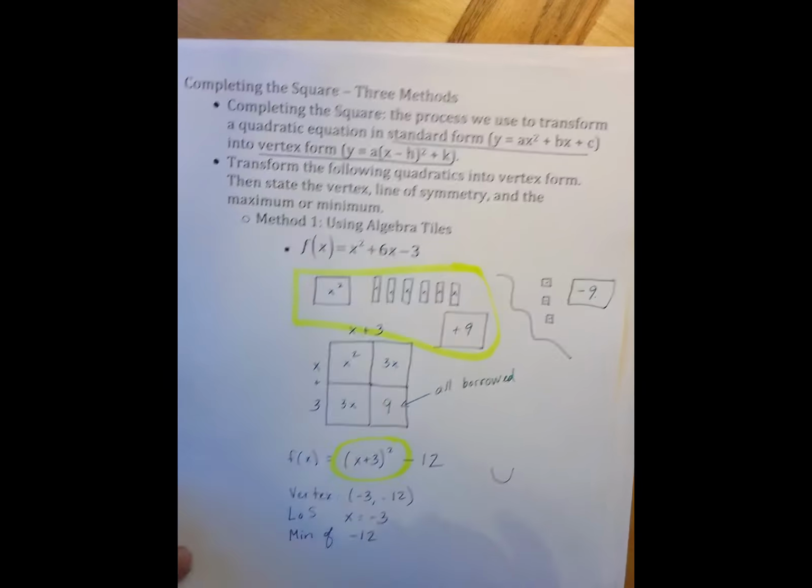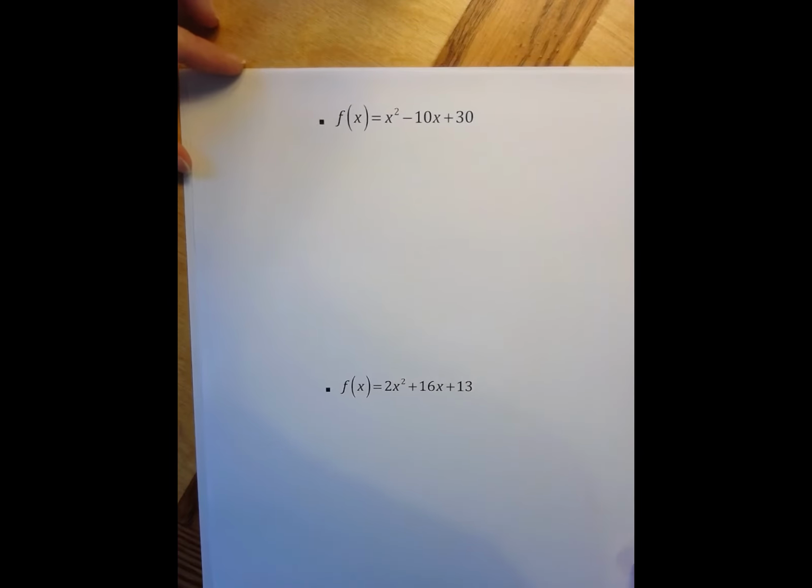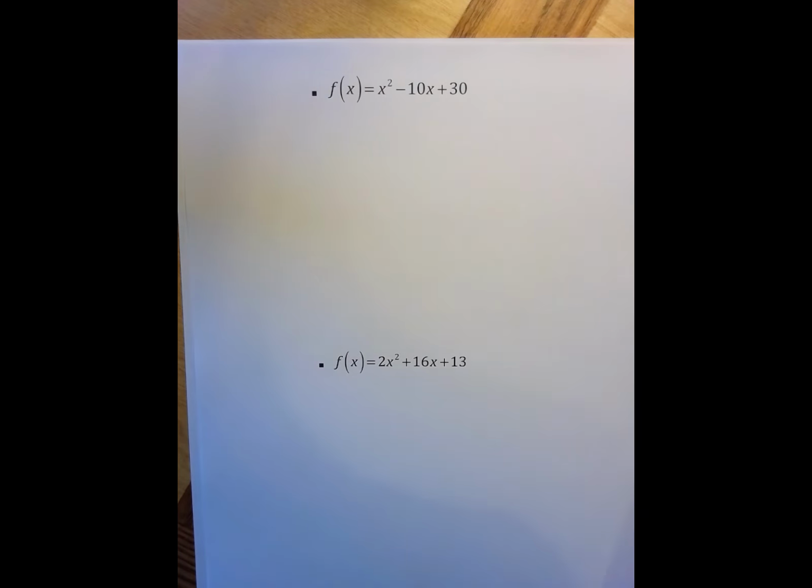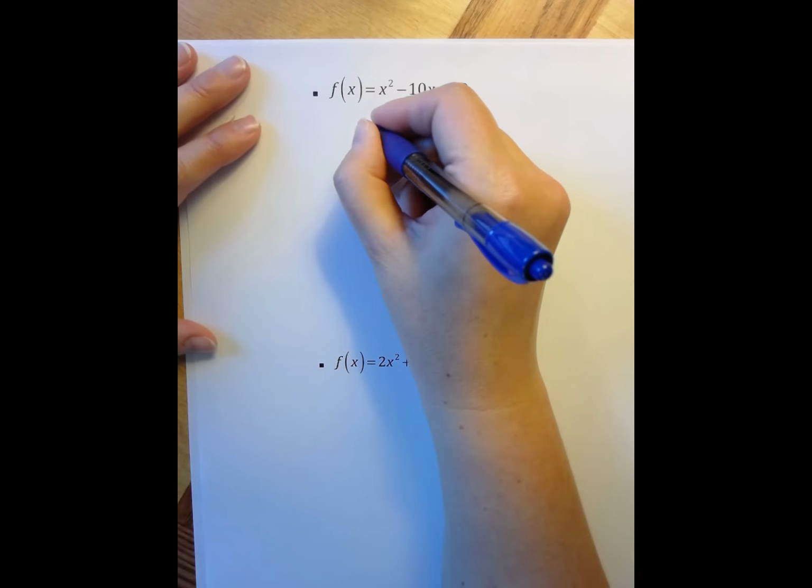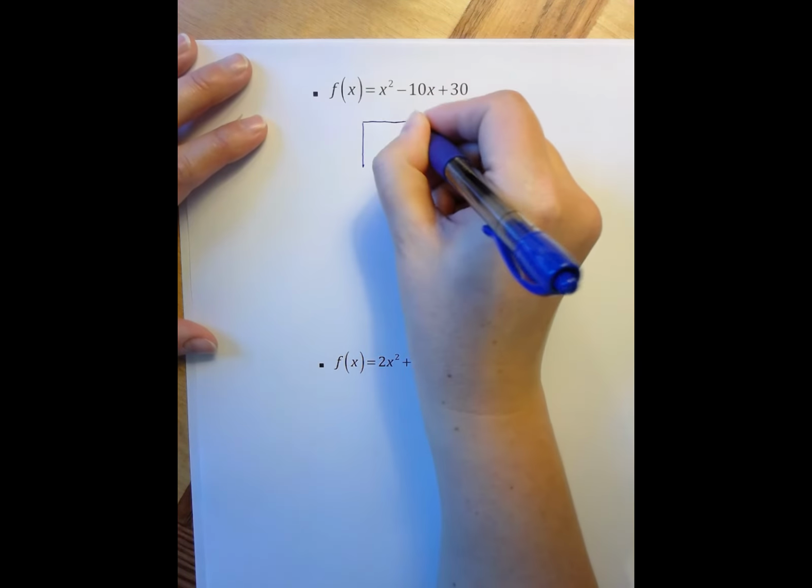Let's look at a second example. So our second example, we have f of x equals x squared minus 10x plus 30. So again, I'm going to start with my x squared.